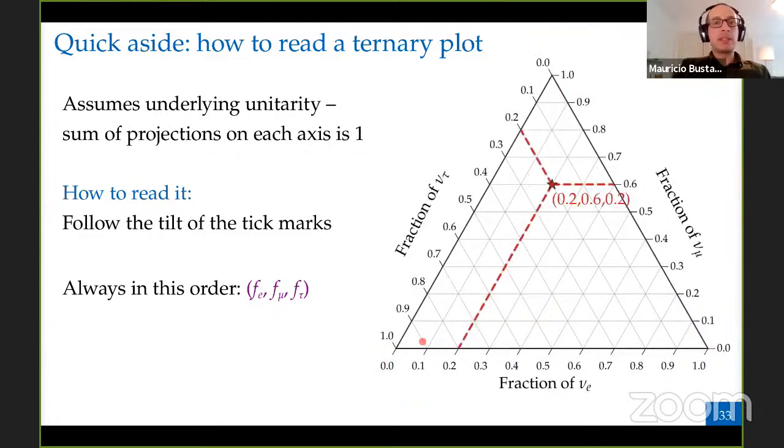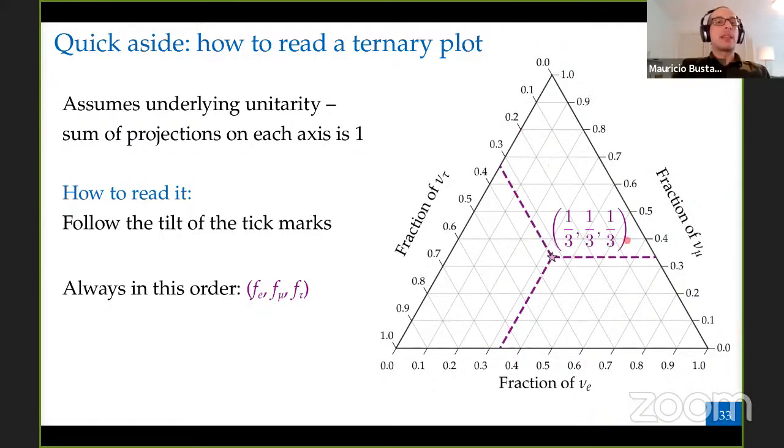You put a point inside, for instance, this one, and you follow the tilt of the tick mark to the flavor that you're interested in reading. In this case, you're interested in reading the fraction of nu e that this point represents. You follow this tilt and you find 20%, 0.2. You follow this tilt to find the fraction of nu mu, and it's 60%, and the remaining has to be one minus the sum of the other two, so it's 20% of nu tau. And of course, you can put it somewhere else, like in the center, which is the one we'll be talking about, and that means a third of each one of them.